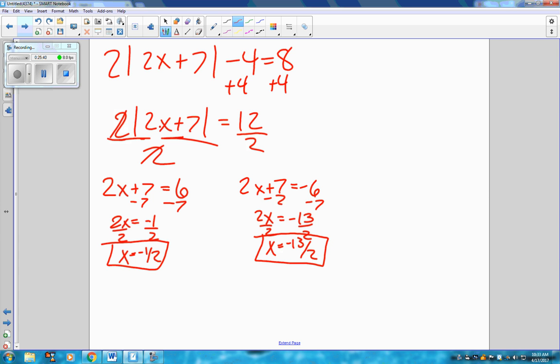Wait, so you had to plug that in to the starting point? I had to plug both of these numbers into this x. You got to plug it back into the original equation. Y'all try the next one.